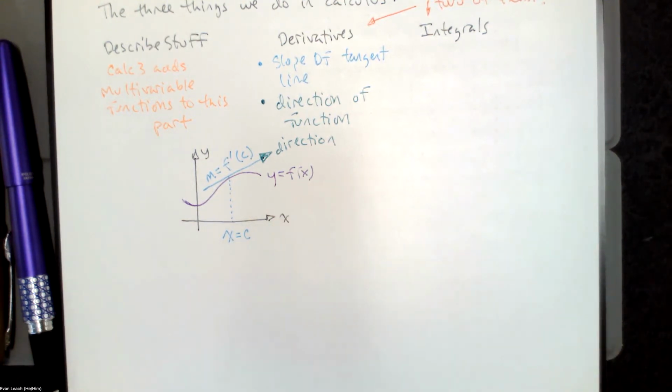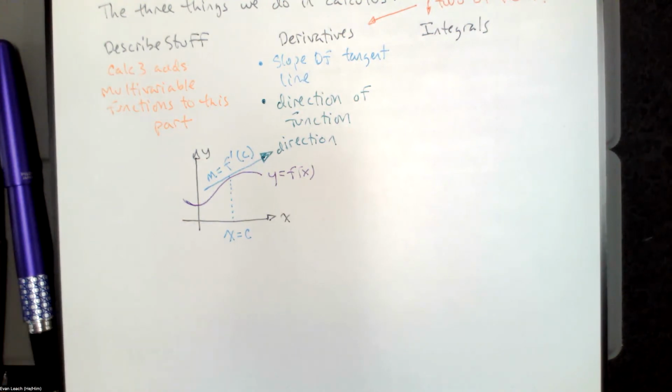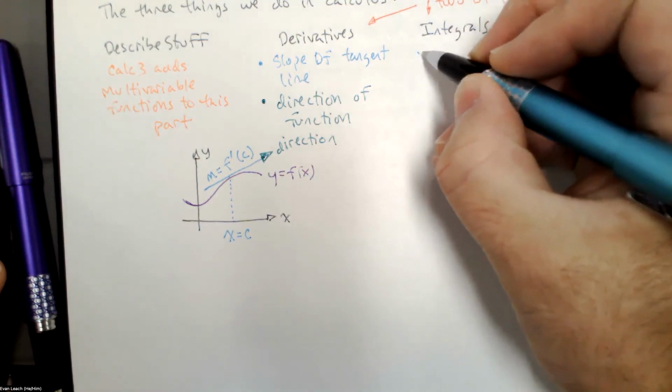Let's move over to integrals. So if derivatives are the slope of the tangent line, integrals we like to think of as the area under the curve.